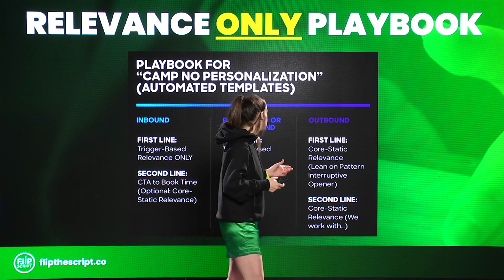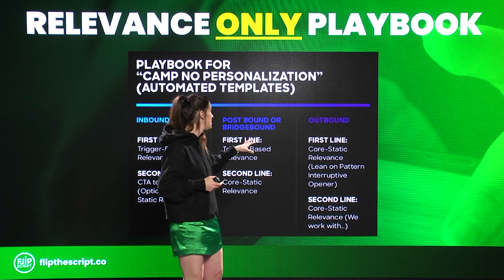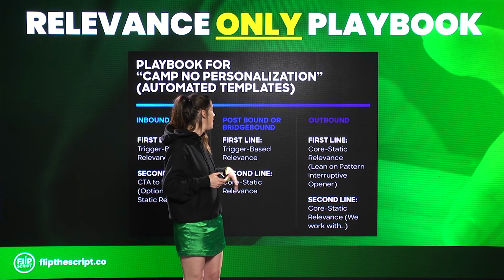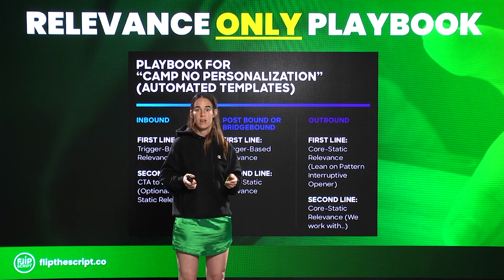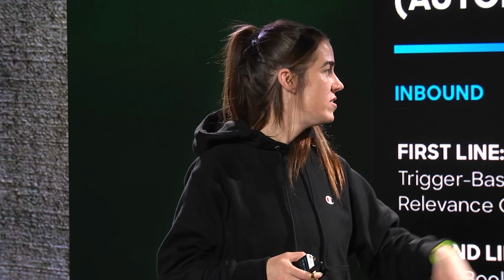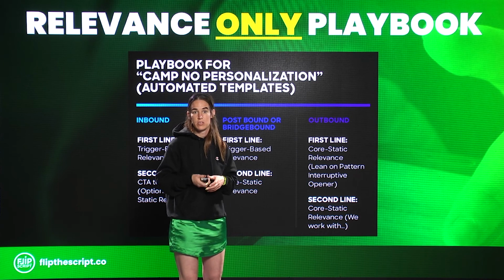And then the exact same thing for outbound, except you have no trigger. So I would go into core static relevance right off the bat and try to be pattern interruptive. In the second line, I would ask them a question that is around the metrics or how you impact the metrics, the leading and lagging indicators, and the problems that they typically run into in terms of a buyer persona.